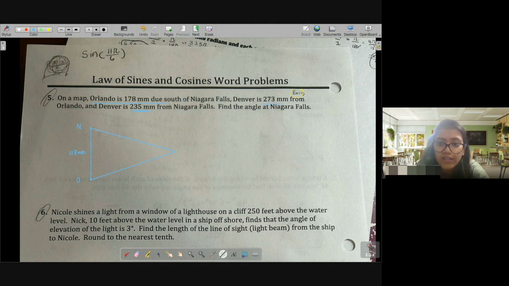Okay, so 273 from Orlando. Here you'll write 273. This is Denver, D for Denver, and it's 235 from Niagara Falls. Okay, find the angle at Niagara Falls. This is the angle that we have to find out.